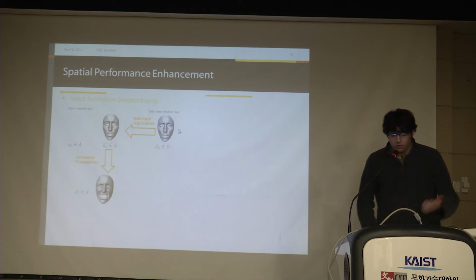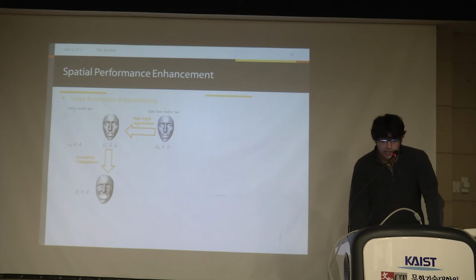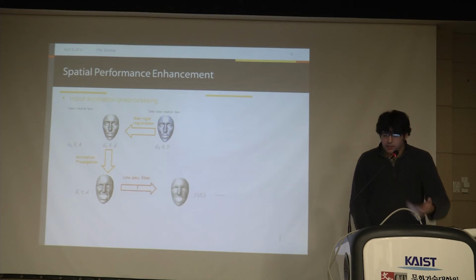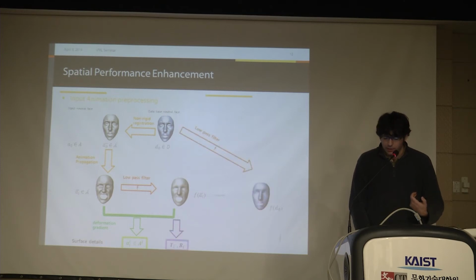After that, we can somehow propagate the animation to the neutral face. So basically, we are reproducing the animation of the input, but this time into the mesh of the high resolution. And after that, we can just apply the same procedure to get the surface detail, and then we can get the shape space too.